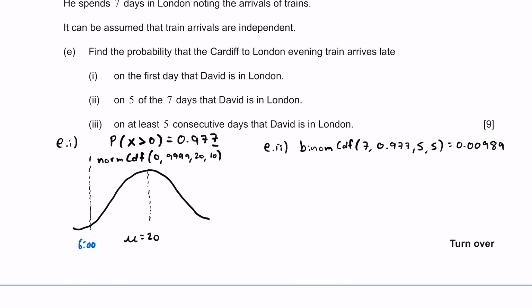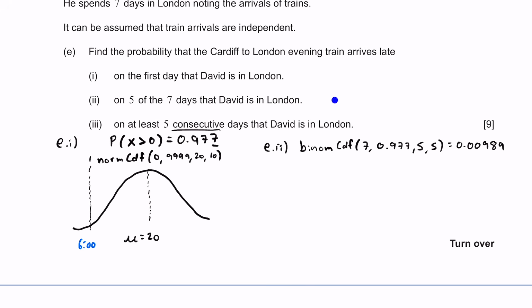Part 3 of question E. Find the probability that the Cardiff to London evening train arrives late on at least 5 consecutive days that David is in London. So there's one word here that changes the nature of this question, and that's the word consecutive, because it tells us that order matters. In comparison to question 2, where we wanted to find the probability that the train arrives late on 5 of the 7 days, here order didn't matter. The train could have arrived late, for example, on the first 5 days, and then on time for the last 2. That would have satisfied this situation.